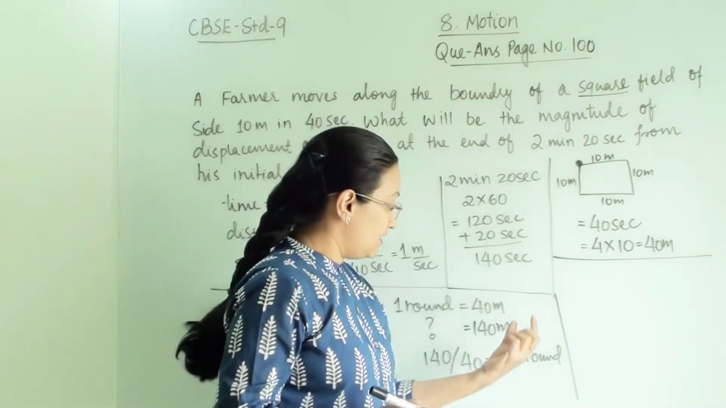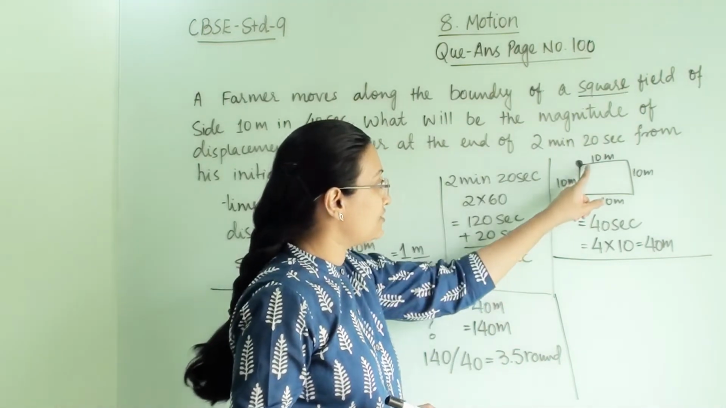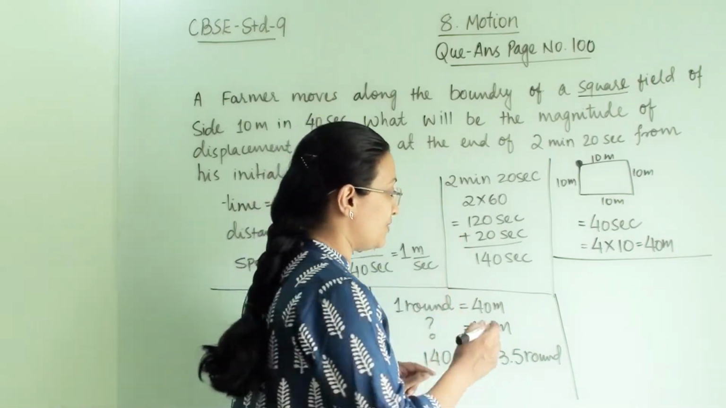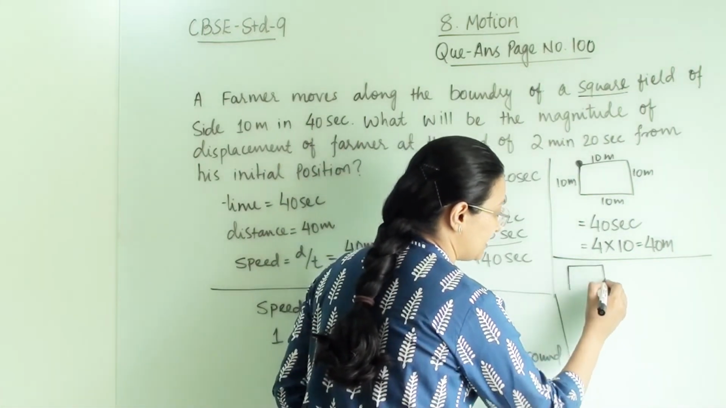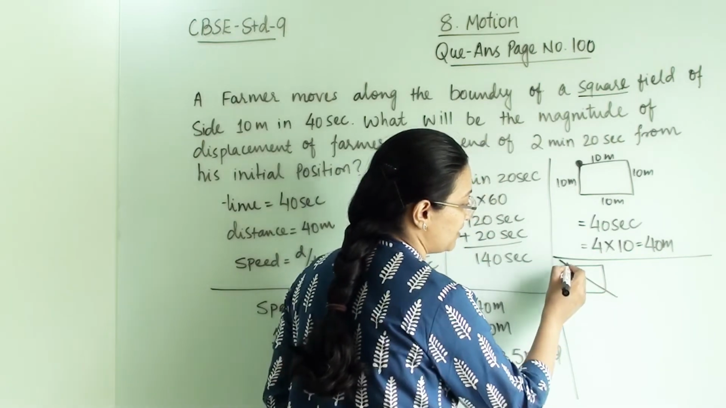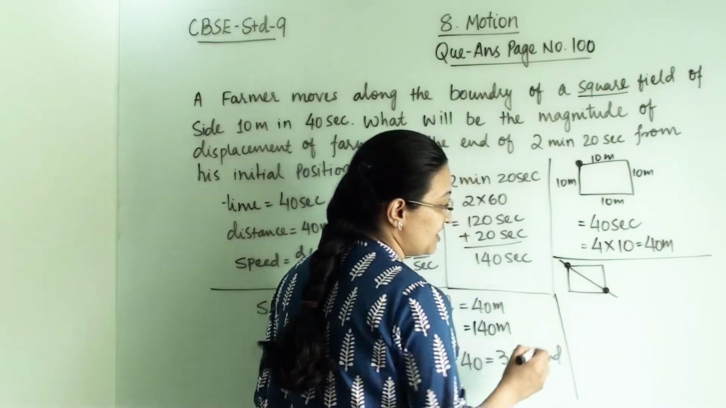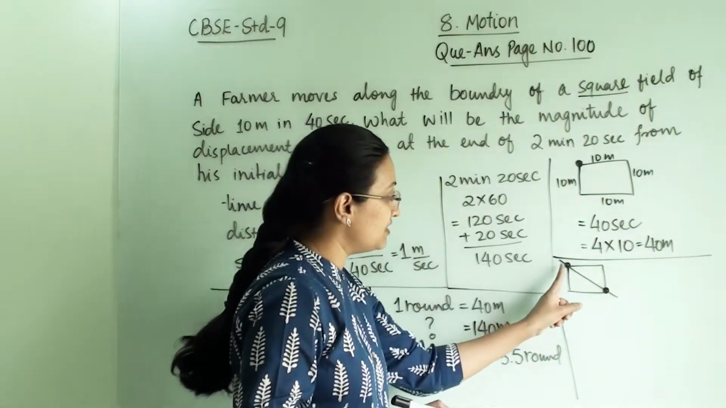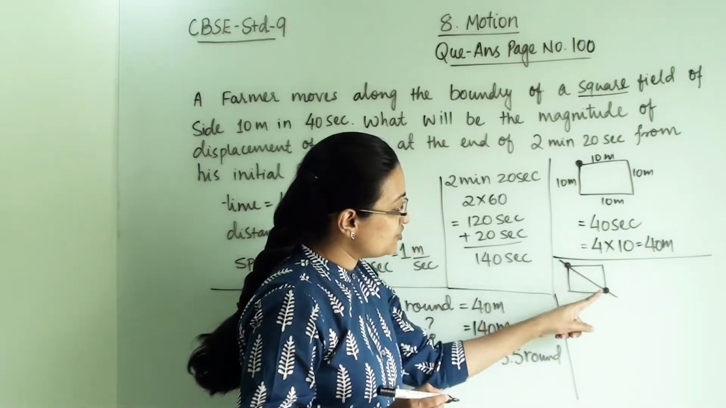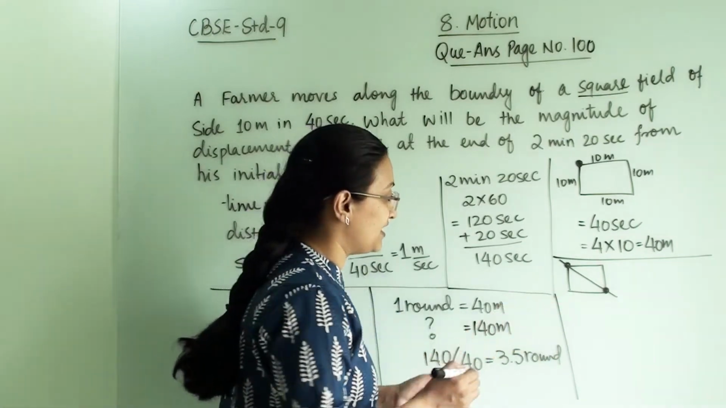But after that, half a round is still left. So for that half round, we have to calculate his displacement. When the half round is done, since this is a square field, he will cover only this much if the starting point is here. After 3 full rounds, he will cover half a round and he will reach here. Now this is going to be a triangle. So with the Pythagoras theorem, we will find out the distance.